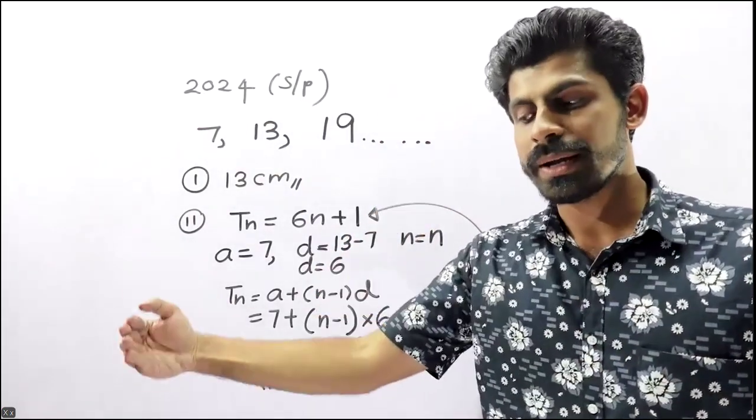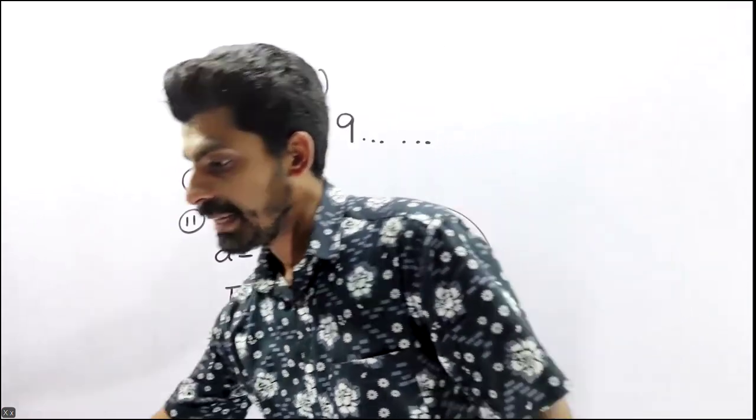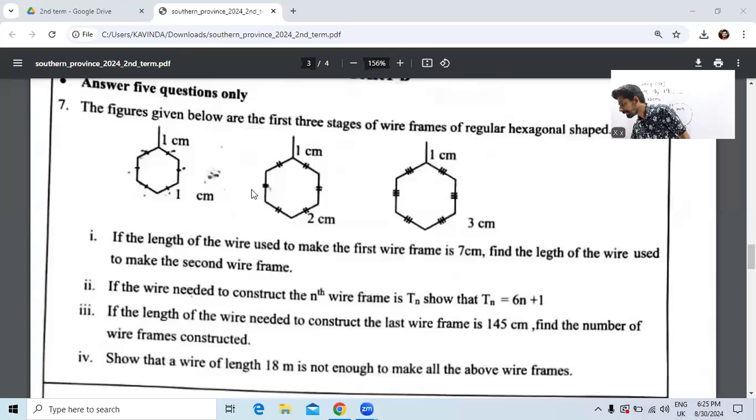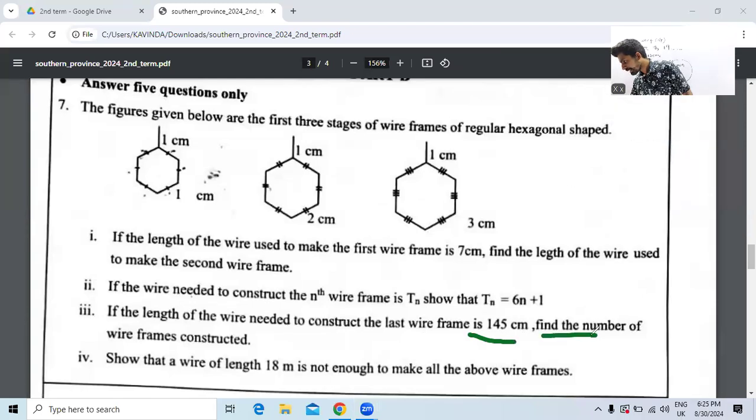Shall we move to the third question? Look at the third question. If the length of wire needed to construct the last wire frame is 145 centimeters, find the number of wireframes constructed.